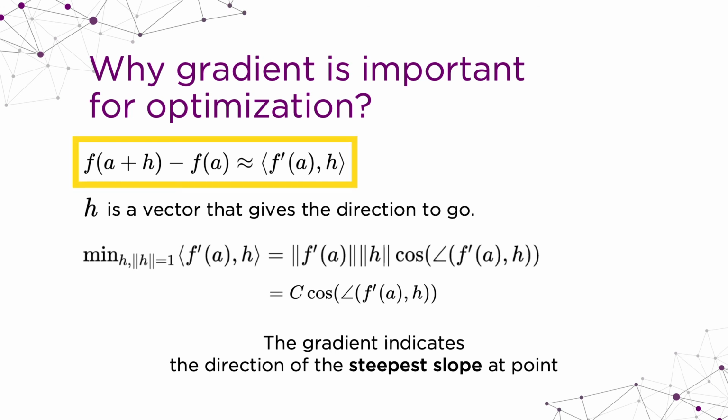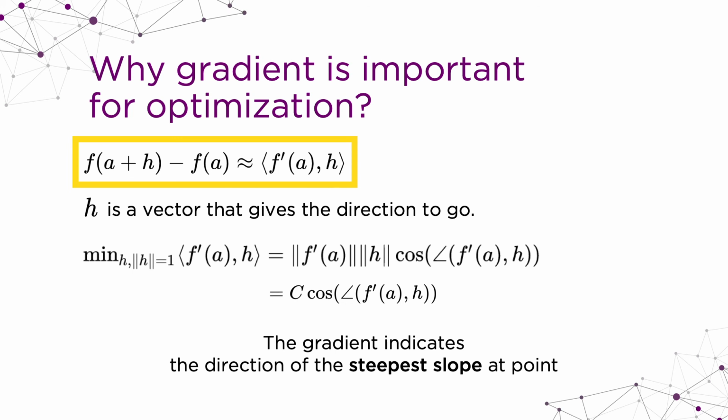So remember, we have this linear approximation. Now I move the term f of a to the left of the approximation equal. And so the difference here between the loss evaluated at parameter a plus h, where I do a little step, and the loss at the initial parameter a, will be approximately given by the scalar product between the gradient and h.